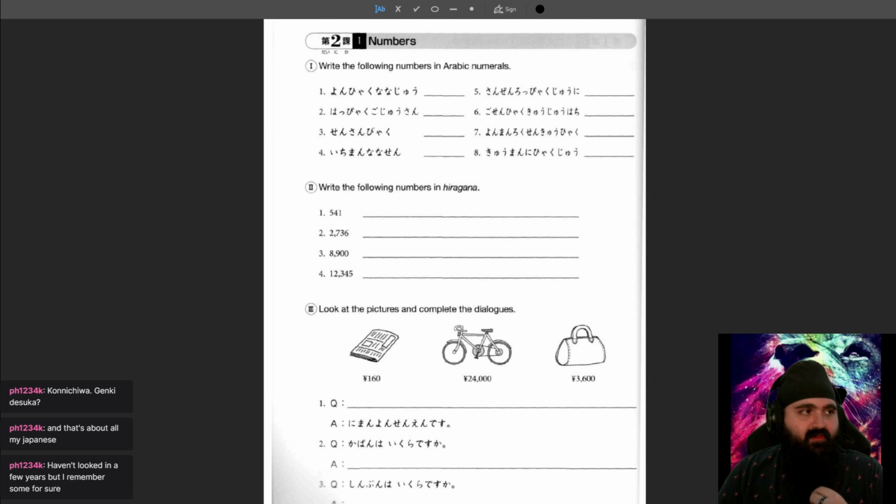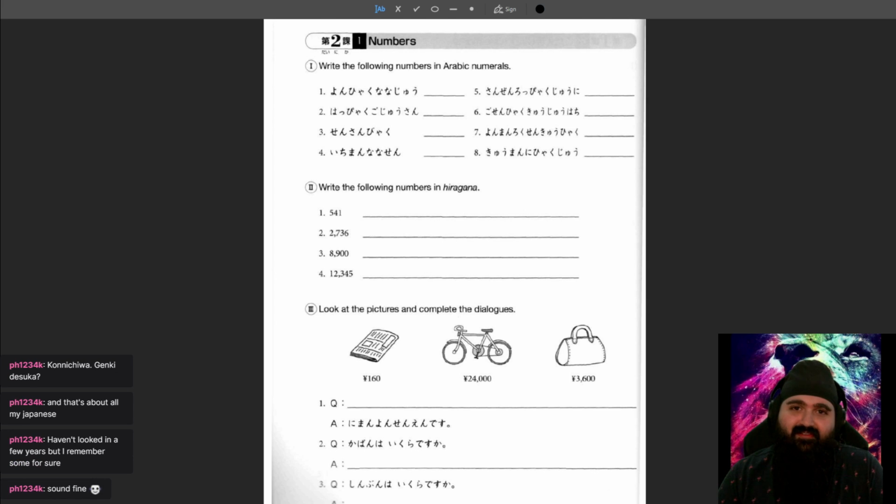Anyone here? But yeah, so we will go through Chapter 2, Lesson 1 in the workbook, numbers. So this is a brief review of the numbers. Sounds fine? Perfect. Glad to hear it. So write the following numbers in Arabic numerals. So this is cool because it has us, A, practice our hiragana reading, and then B, just writing the numbers.